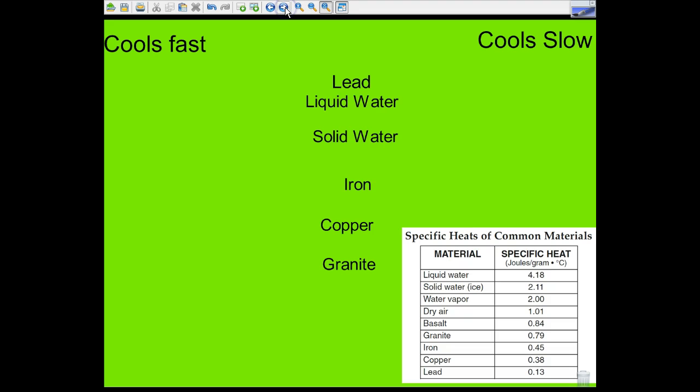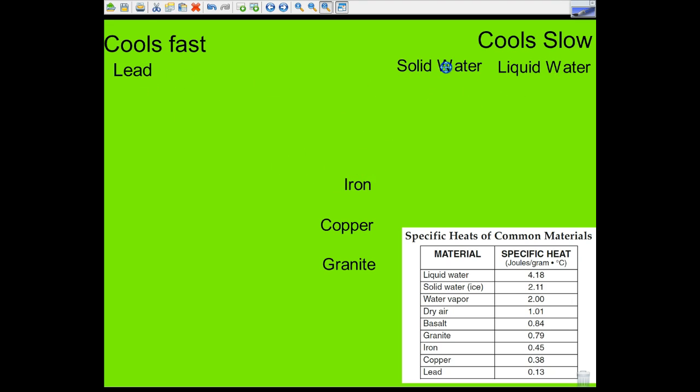The next page, we're looking at what's going to cool fast and what's going to cool slowly. Again, that's based upon specific heat. Something with a high specific heat is going to cool slowly. So something like liquid water will cool slowly. Something like lead will cool quickly. Solid water would go over here. Again, I'm basing it upon this list over here.